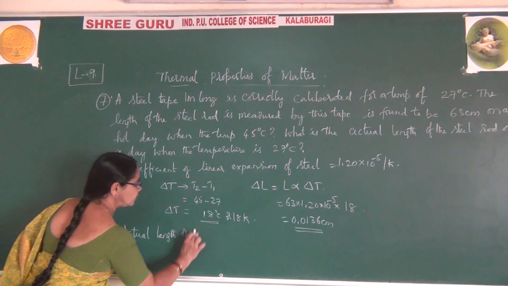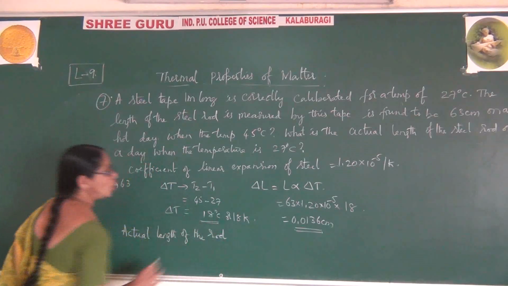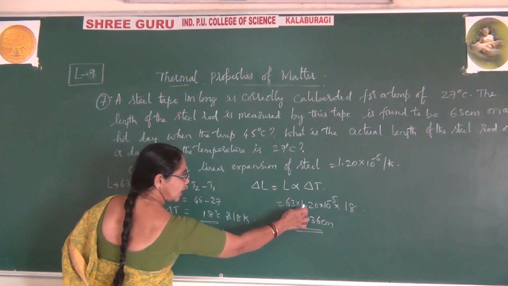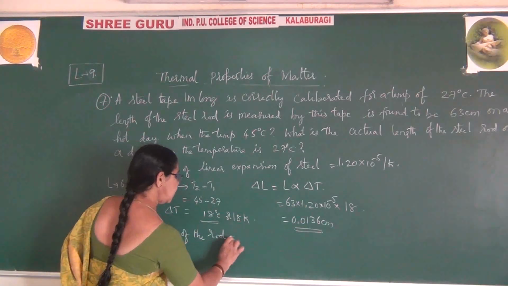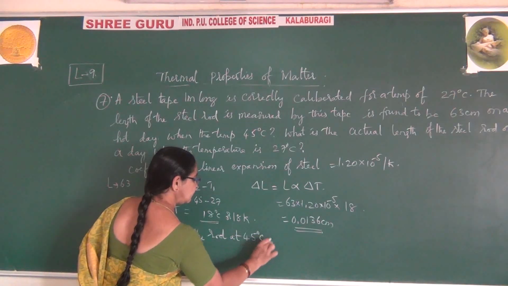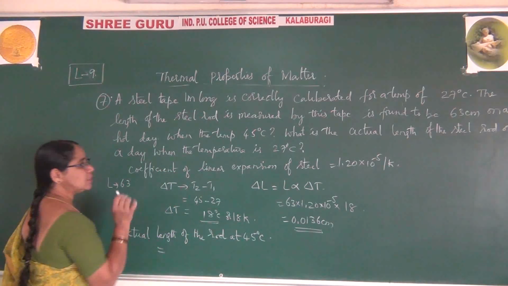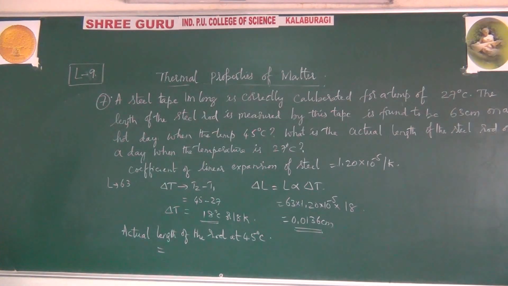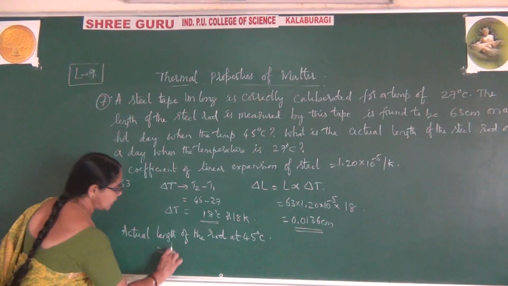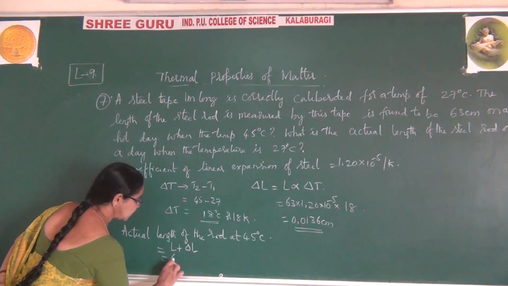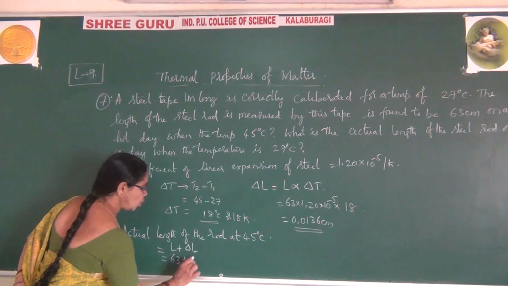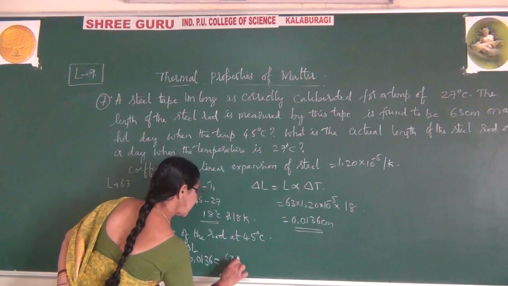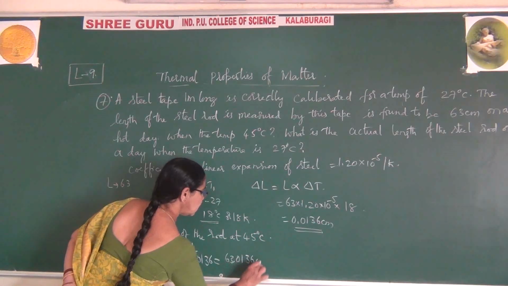Actual length of the rod at 45 degree centigrade, because we have calculated the difference in temperature, so we have to take this at 45 degree centigrade. Earlier it was 63 centimeter, now there was an increase in the length, that you have to calculate, that is L plus delta L. L is 63 centimeter and delta L is 0.0136. So you get 63.0136 centimeters.